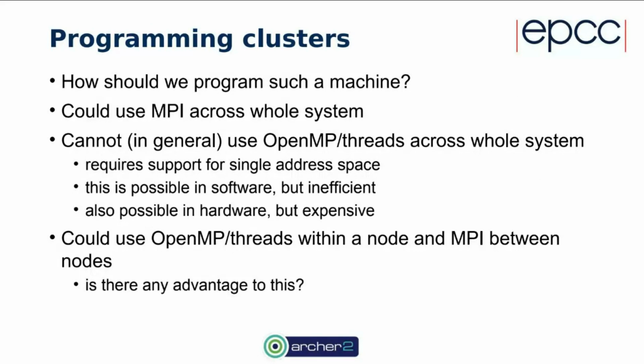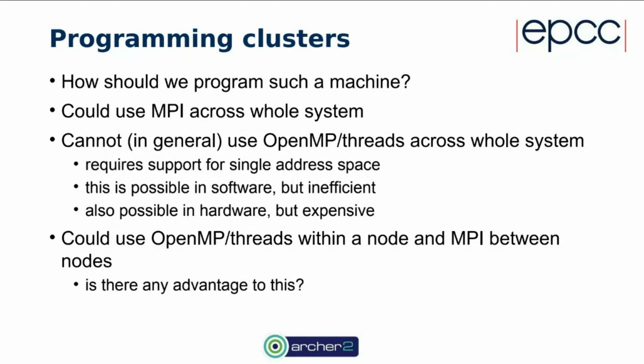So the question is, well, how should we program such a machine? In general, it's absolutely fine to use MPI across the whole system and essentially ignore, from a programming point of view, the fact that we have the single address space inside a node. Unfortunately, we can't in general use OpenMP or any other thread-based API across the whole system, because that requires support for the single address space.